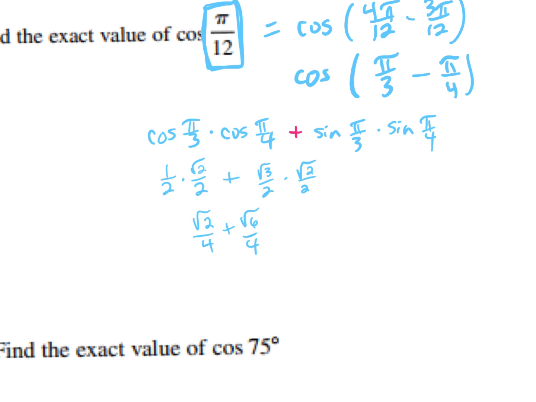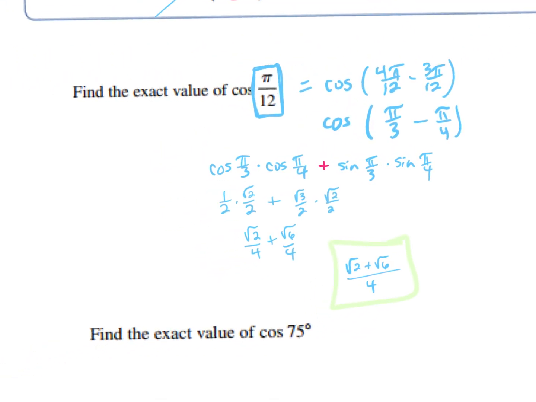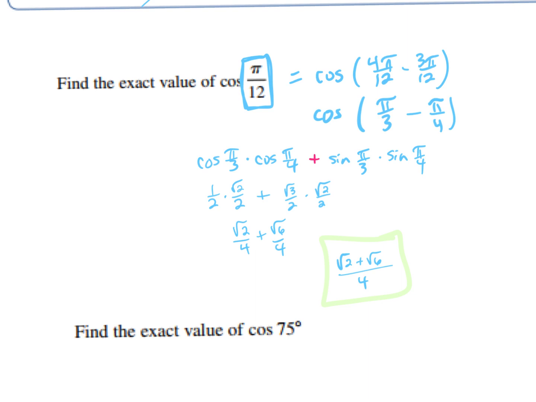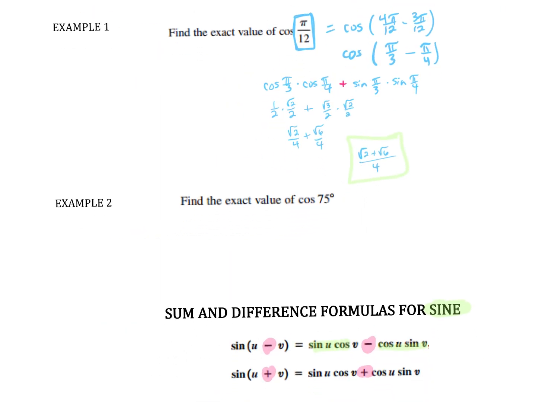Really, the only other thing you can do to clean this up a little bit more is to write it over that single common denominator there. So root 2 plus root 6 all over 4. So kind of weird looking, but that is the exact answer. That's the format that you are going to see for this type of problem. Okay. Questions kind of on the process there? Okay, then let's look at this next one.